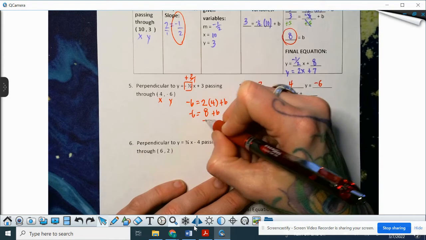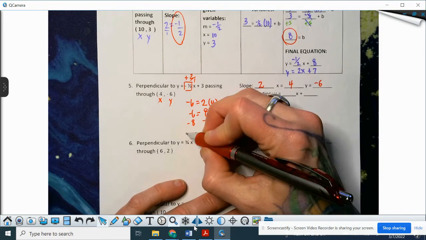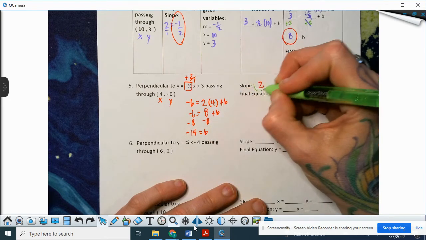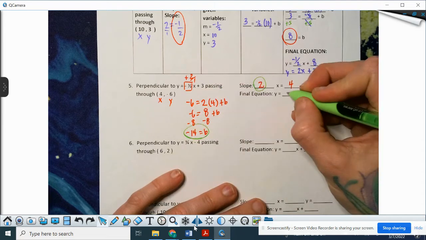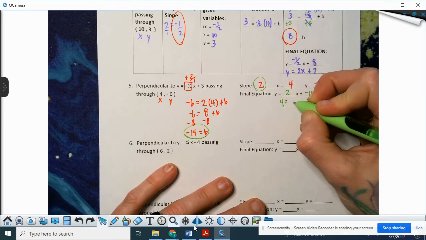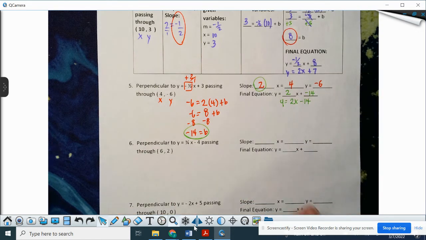We need to move that 8 to get b by itself. We're subtracting because it was positive, and that's going to give me b equals -14. And the two things you need are your slope and your y-intercept. So 2x plus a -14. And as we discussed, you're probably going to see y equals 2x minus 14, more likely than plus a negative.